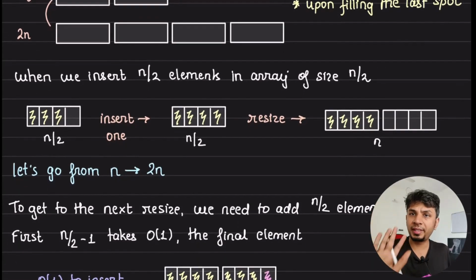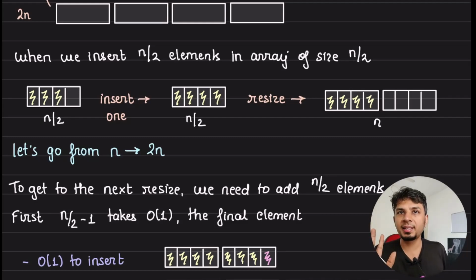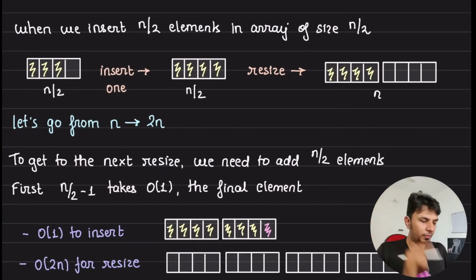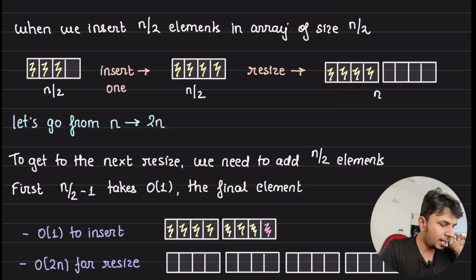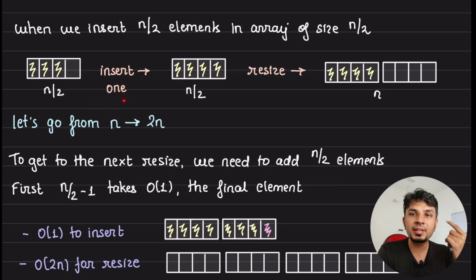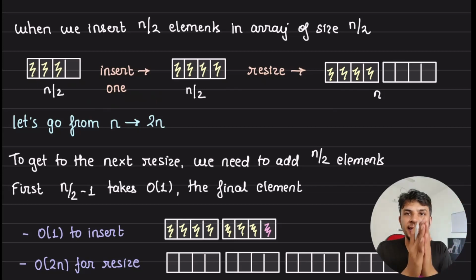Okay, so with this assumption, let's say we insert n by 2 elements in the array of size n by 2. So I had n by 2 minus 1 elements at first. Let's say I have 4 slots, I'd have 3 slots filled, then I'm inserting 1. As soon as I'm inserting 1, my array is filled, so I'm triggering a resize. I'll be inserting the element and then triggering a resize.